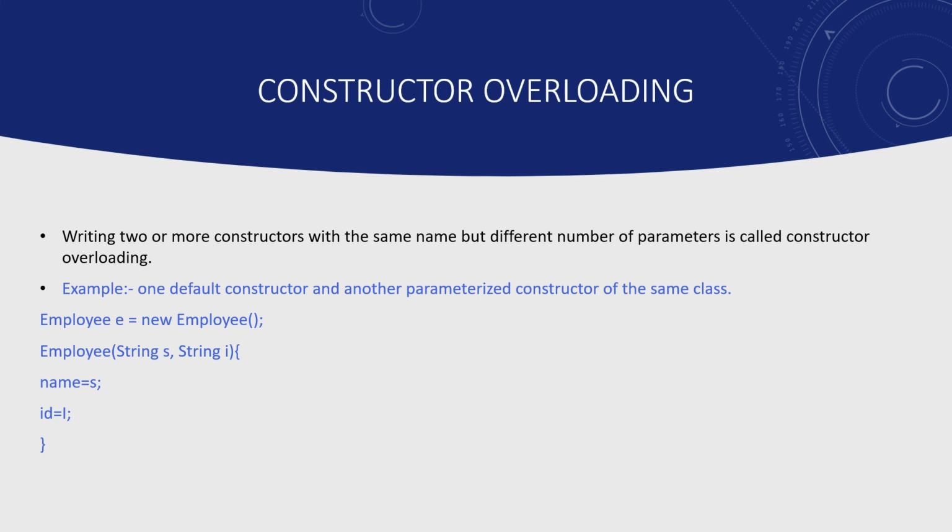Constructor overloading. Writing two or more constructors with the same name but different parameters is called constructor overloading. For example, if one default constructor and another parameterized constructor of the same class are created, then constructor overloading is done. So let us take an example of class Employee where we create an object E and we pass two arguments to the constructor Employee.